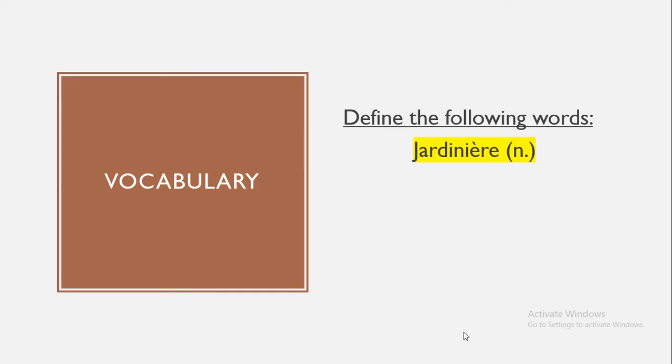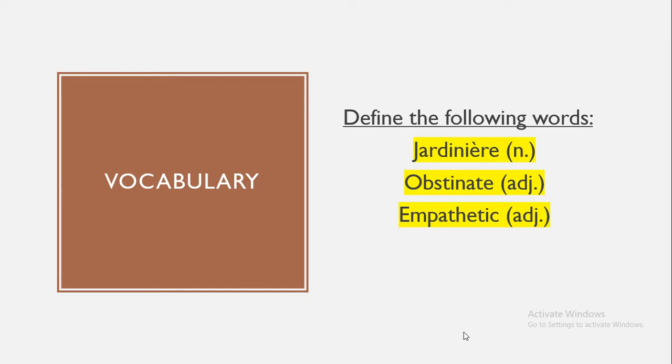The first one is jardinier. That is a French word, but you will be able to find it on dictionary.com. Again, it's jardinier. Your next word is obstinate. That is obstinate. And your last word is empathetic, which I think most of us know this, but just to go ahead and clarify, I want you to look it up again. And it never hurts to practice those dictionary skills.